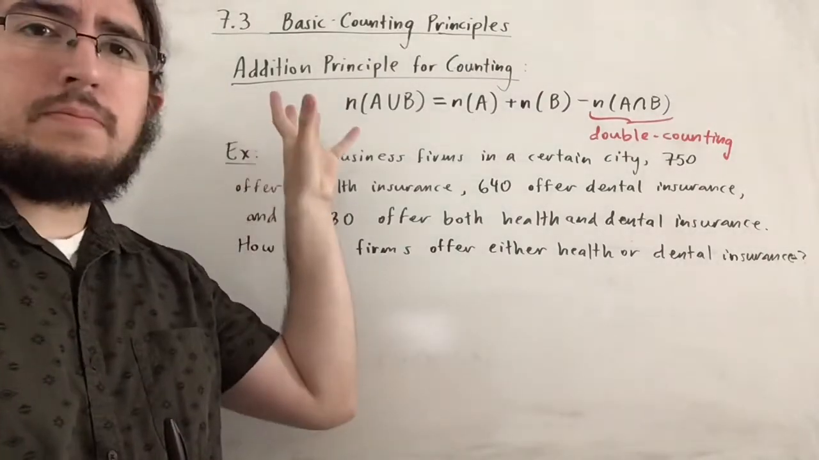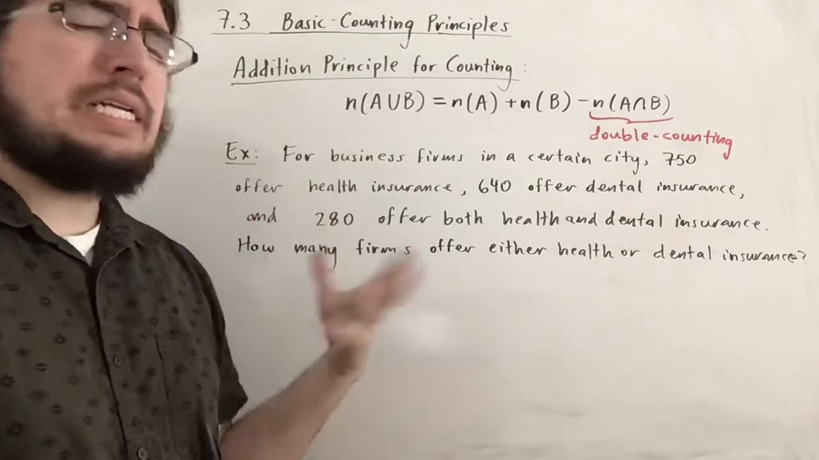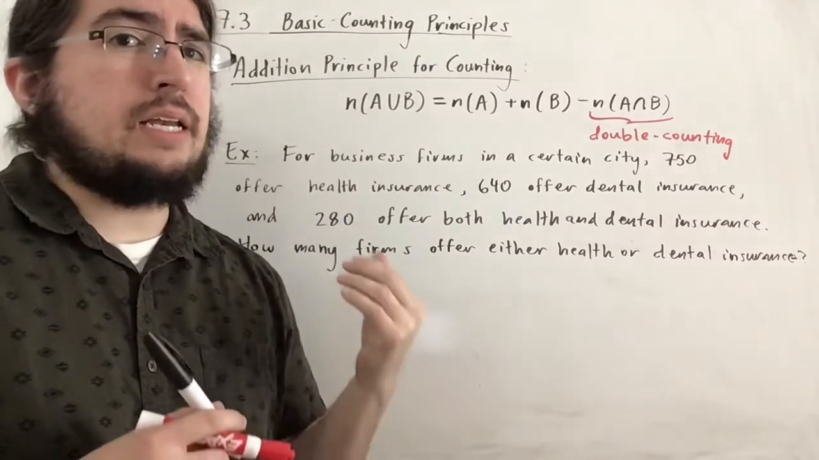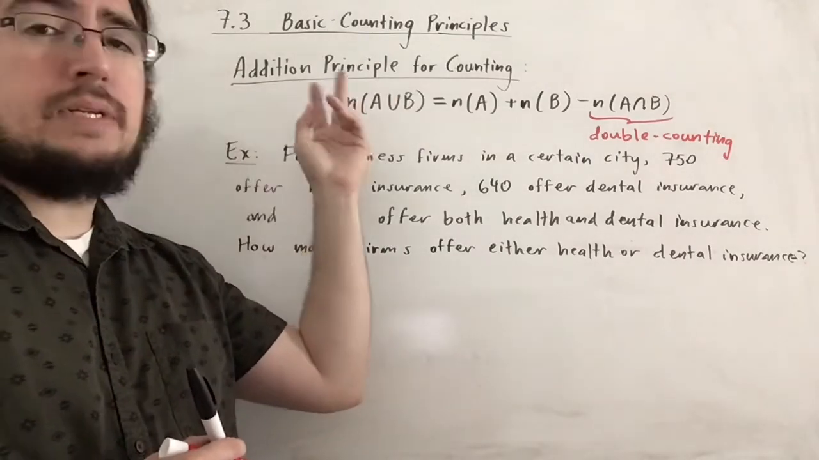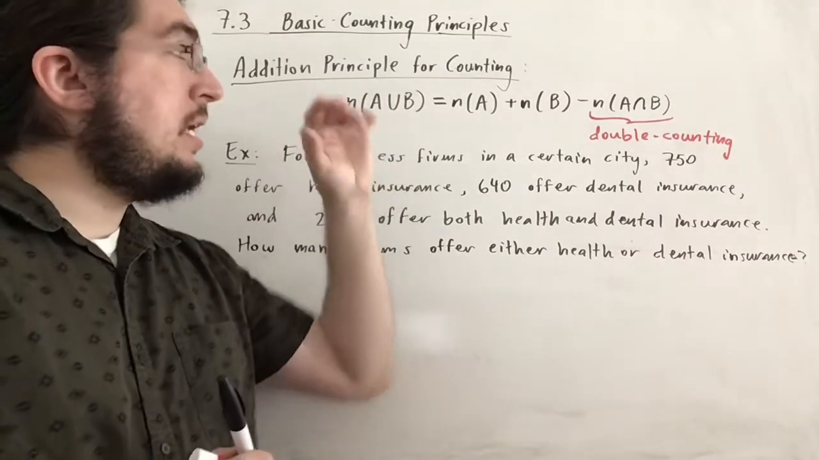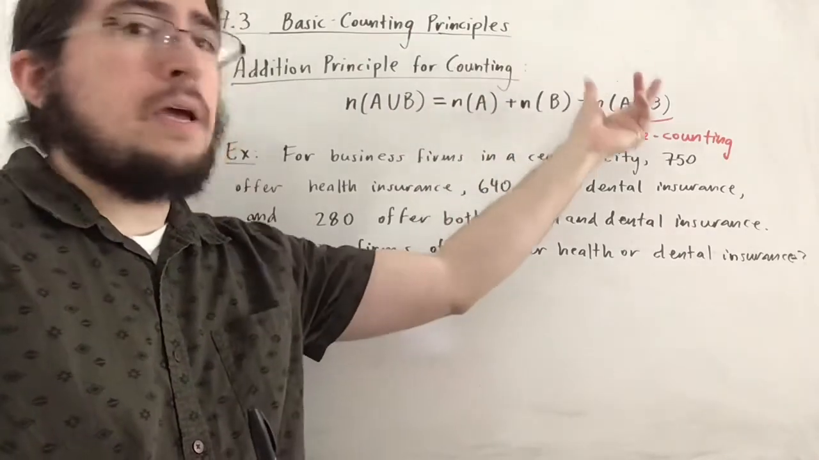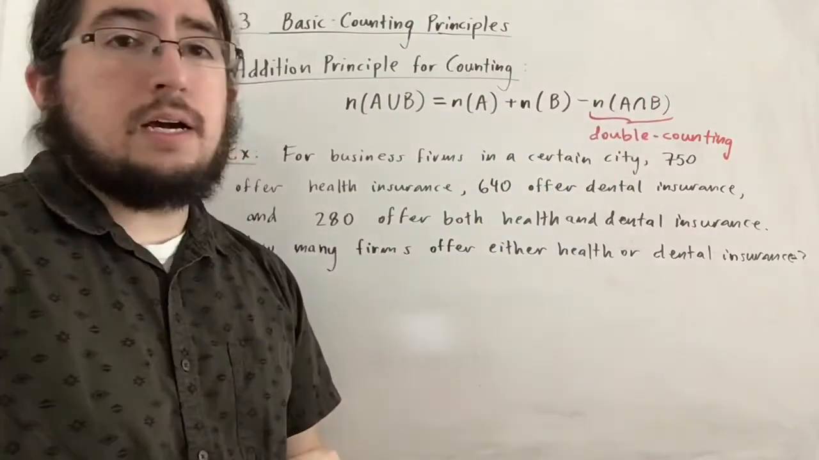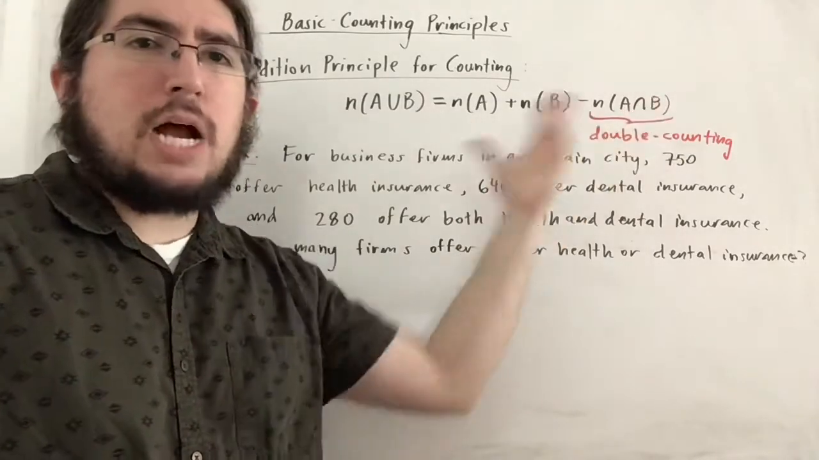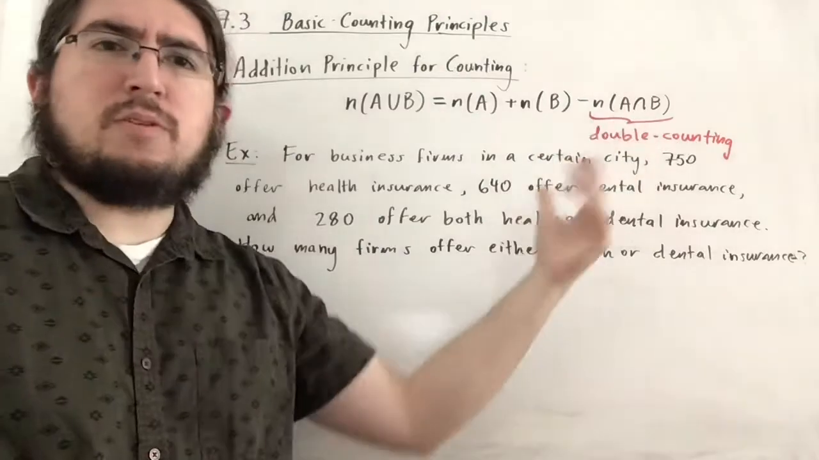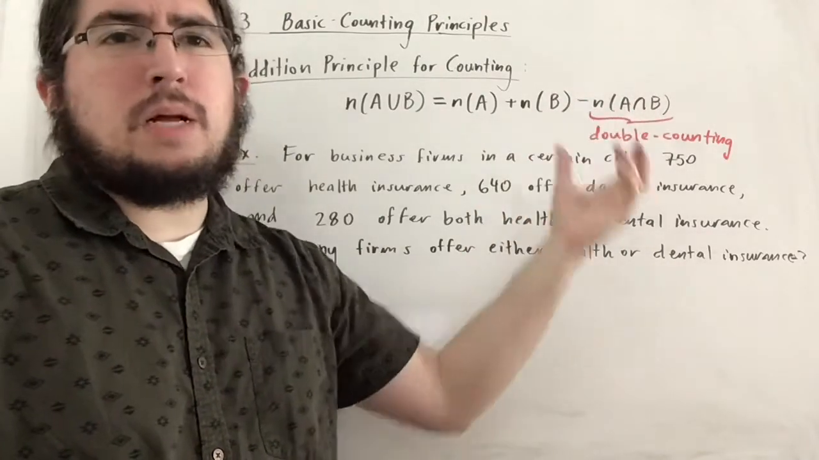The first counting principle I want to talk about is the addition principle for counting, which basically discusses how to count the number of elements in the union of two sets. So this says that the number of elements in the union of two sets A and B is the number of elements in A plus the number of elements in B minus the number of elements in the intersection of A and B. And the reason why this term is here, that we're subtracting, people often get confused about, but I've written this already here in red. This is basically from double counting.